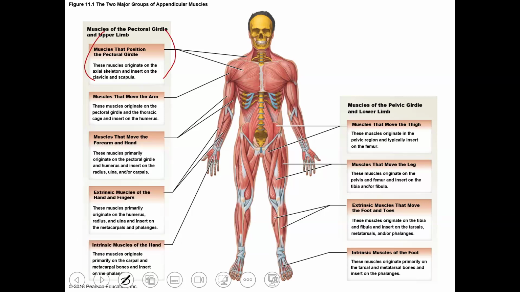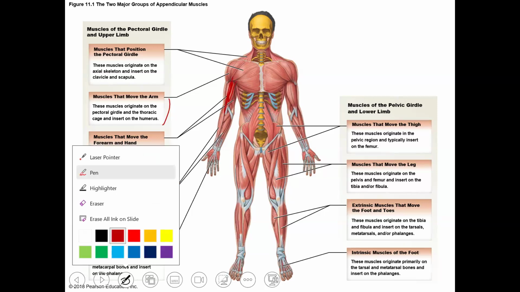Some muscles position the pectoral girdle. These muscles originate on the axial skeleton, that center piece you can see in yellow here, and insert on the clavicle, which is your collarbone, and the scapula, which is your shoulder blade. Muscles that move the arm originate on the pectoral girdle and the thoracic cage, or rib cage, and insert on the humerus, which is the upper arm bone.